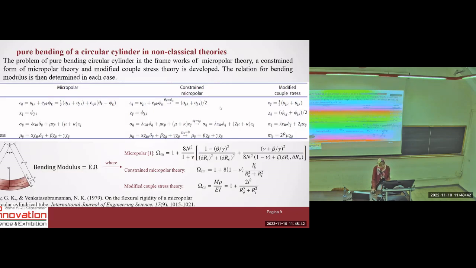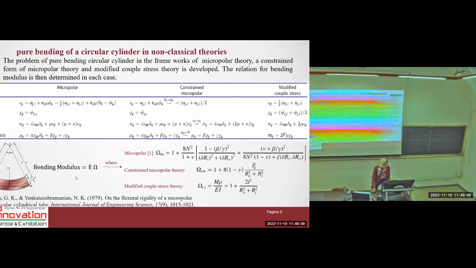We also used other forms of micropolar theory, which were the constrained and the modified couple stress theory, that are a little simpler than micropolar theory. For example, in couple stress theory the stress and strains are symmetric, but we still have couple stress, so we still have some other material parameters in our relations that can be related to the internal structure.